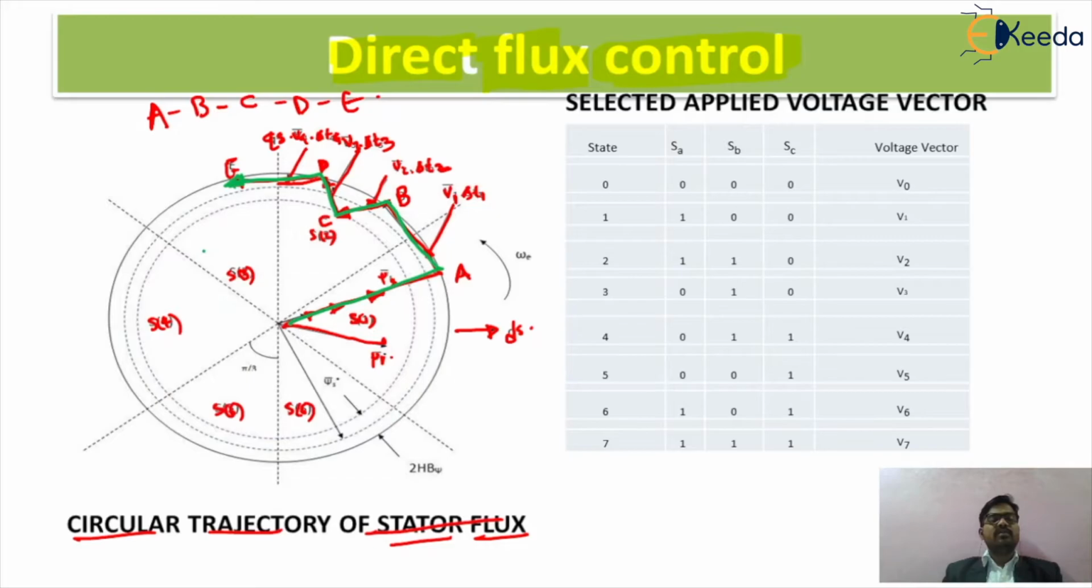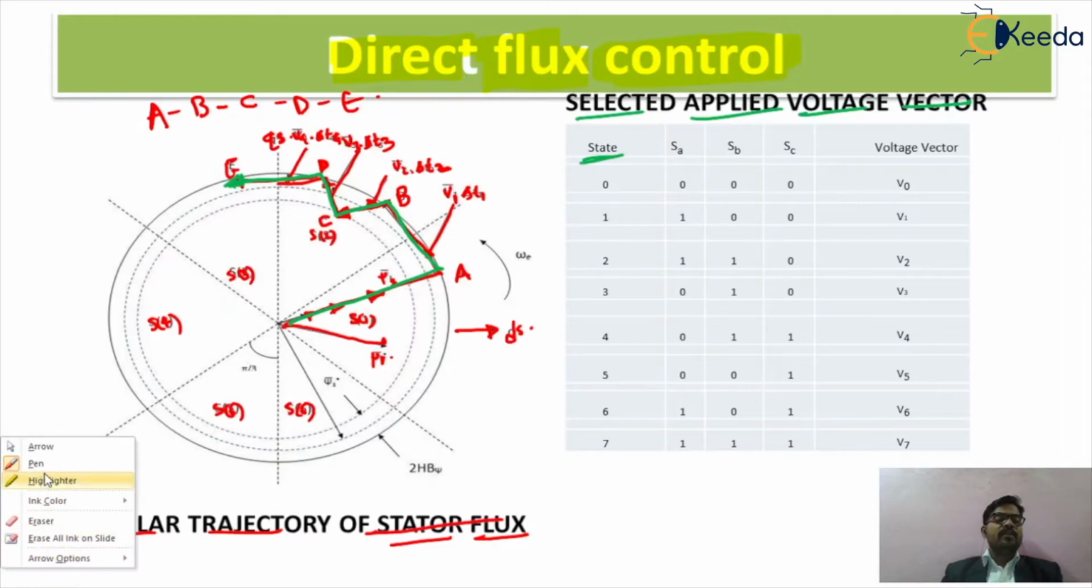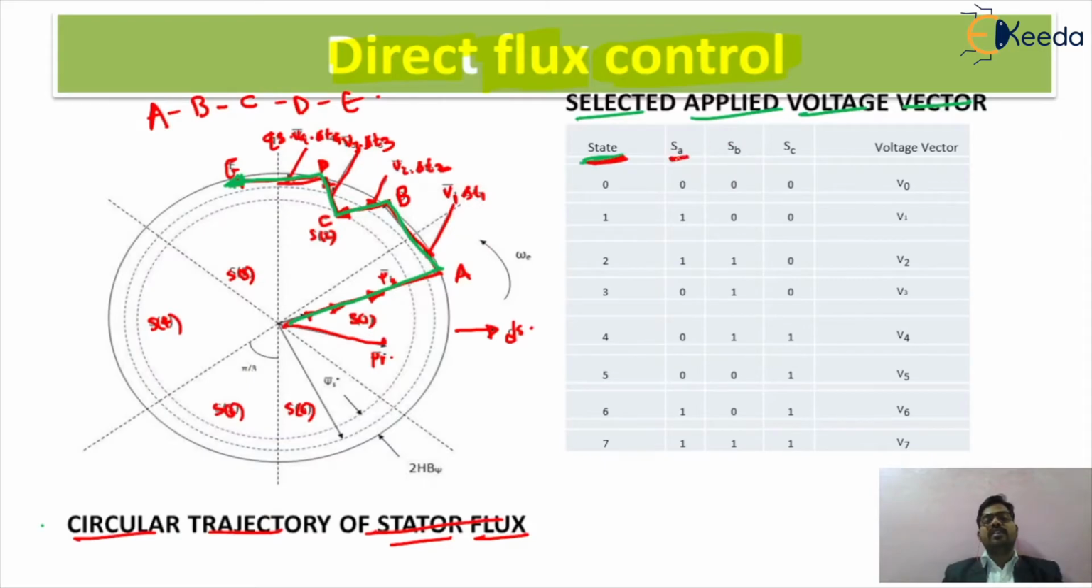So friends, in that direct flux control scheme, we can now understand what the selected value of the applied voltage vector will be. As shown in the table, we are getting the state of the inverter circuit by means of different positions. First of all, we can get the different positions at different phase quantities, that is SA, SB, and SC. It will be a selector switch.